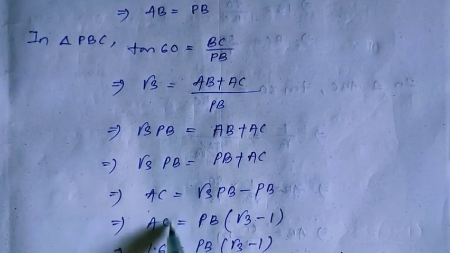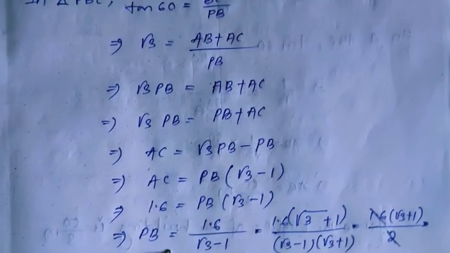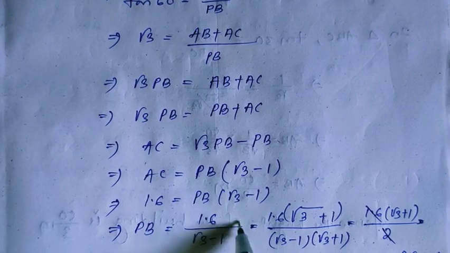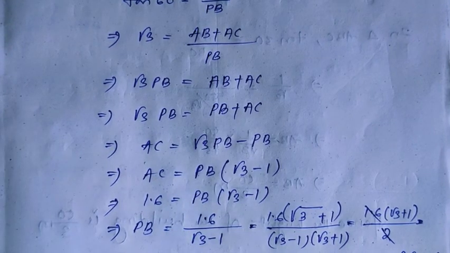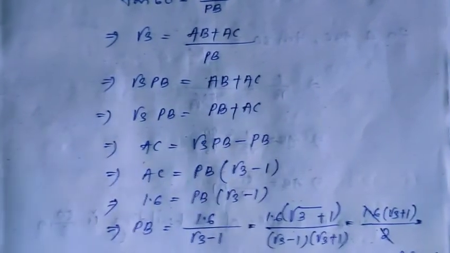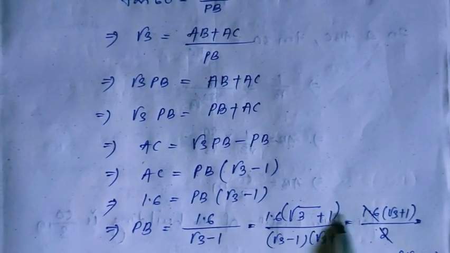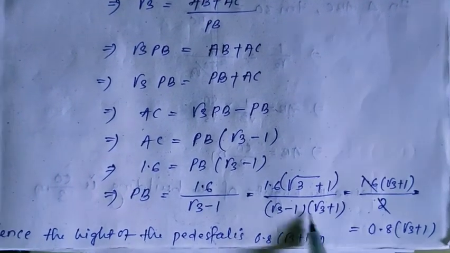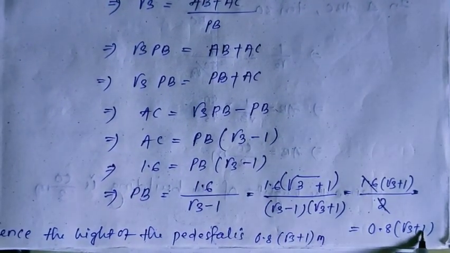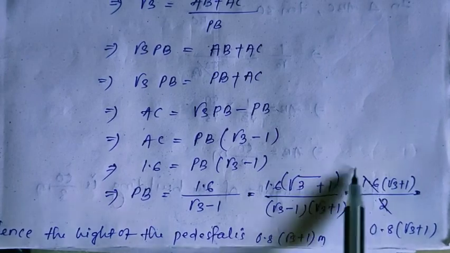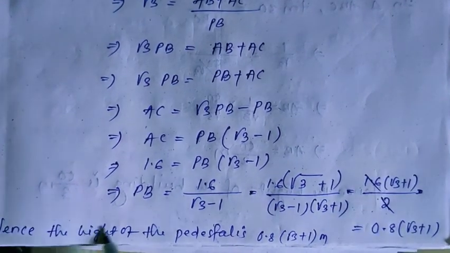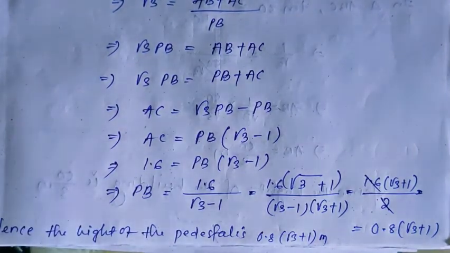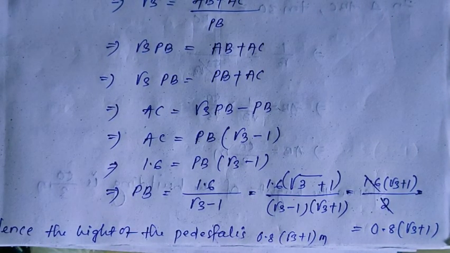And given AC is 1.6, so I can write PB is equal to 1.6 divided by root 3 minus 1. Okay, so rationalizing the denominator, we will get PB as 0.8 into root 3 plus 1. Hence the height of the pedestal is 0.8 into root 3 plus 1 meter. I hope you understand this.